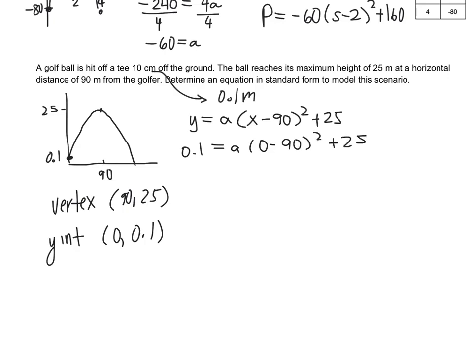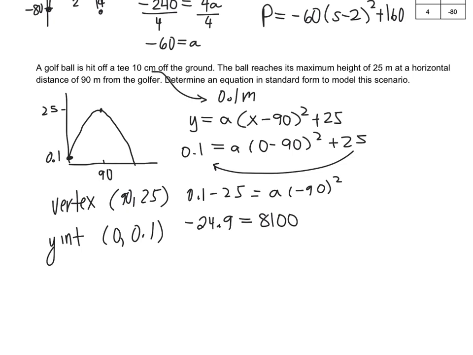And just like before, bring the optimal value over first so that we do 0.1 minus 25. And then 0 minus 90 is negative 90. And now we can do our subtraction to get negative 24.9 equals, remember negative 90 squared will be positive, and it will be 8,100a. And then we can divide both sides by that 8,100.